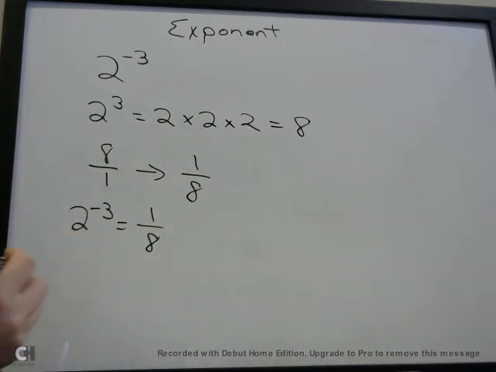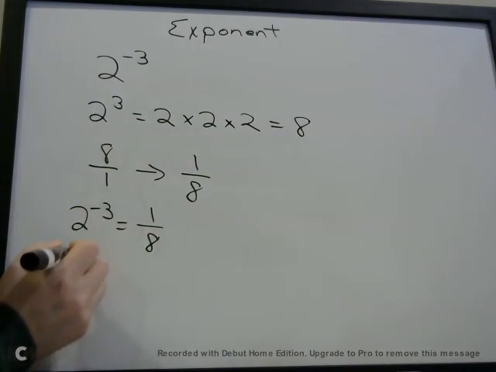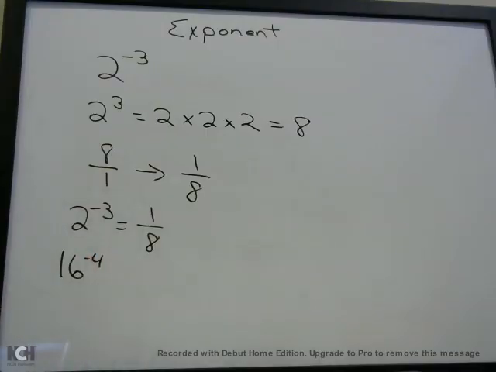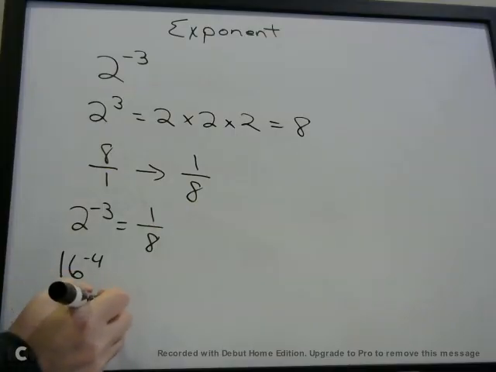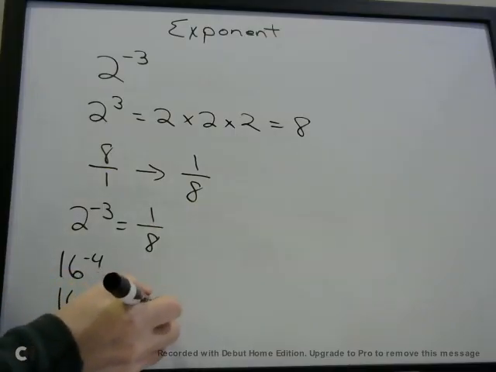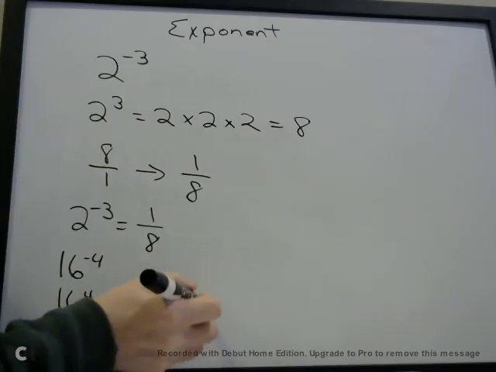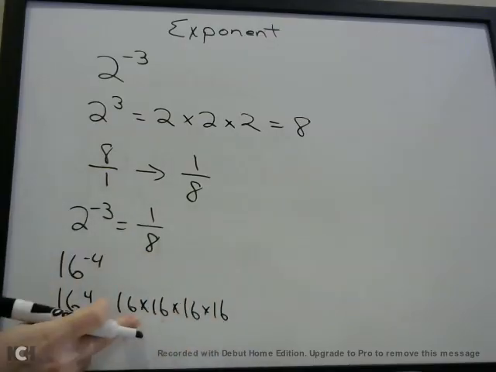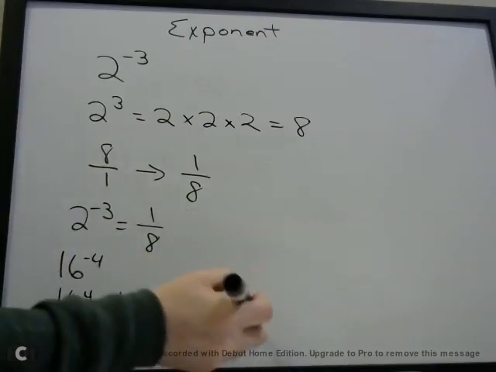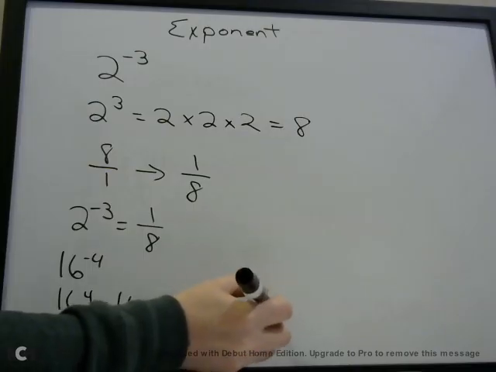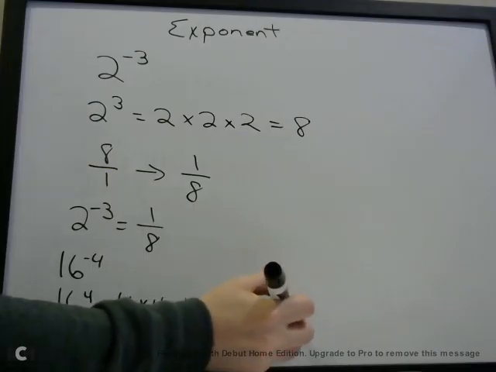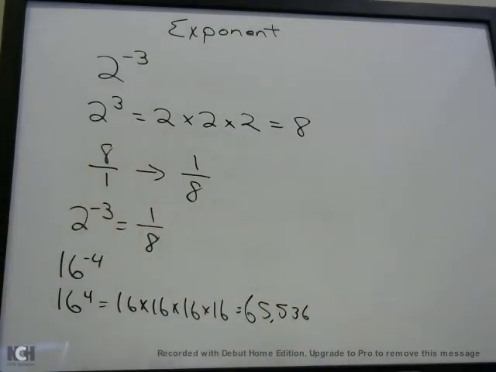So we'll do one more. If we have 16 to the negative 4, you find first what is 16 to the 4th. 16 times 16 times 16 times 16, right? 4 times, 1, 2, 3, 4. You're going to get 65,536. That's 16 to the 4th.